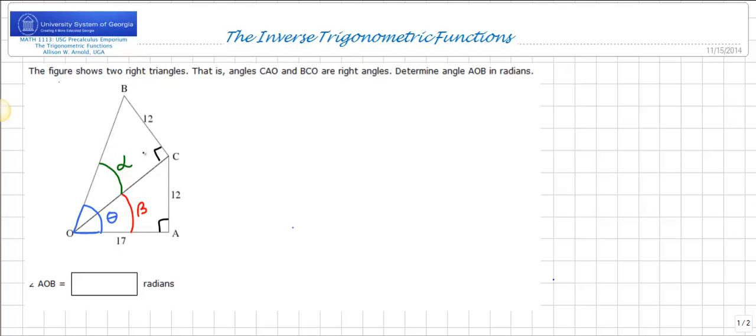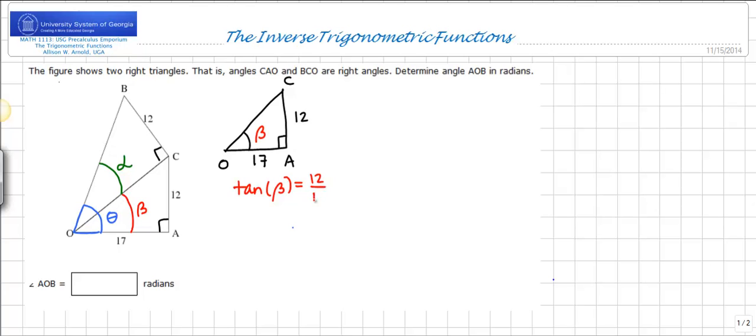And what I know about triangle OAC is that OA is 17 and AC is 12, and for the angle beta, we have enough information to say that the tangent of beta is 12 divided by 17. So we have enough information to say that beta is the arctangent of 12/17, and this would be in radians. Okay, so we know this.